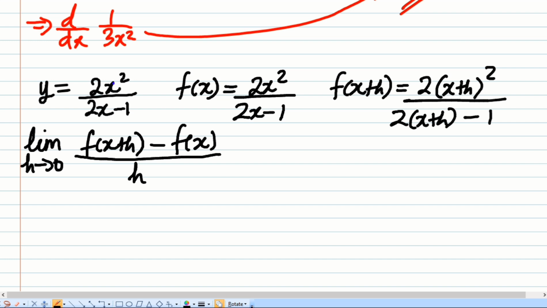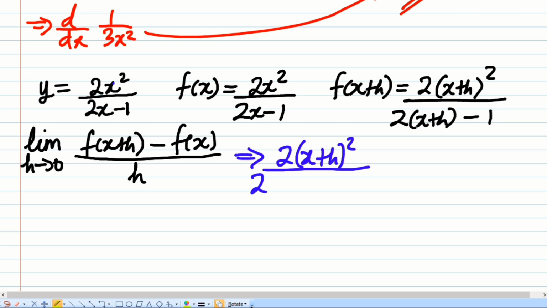Okay, so now let's just substitute the values. I'm going to assume I'm still on the same line. So instead of f of x plus h, I'm going to replace it with what it is, right? So it is clearly 2 into x plus h squared over 2. Now let me expand this guy. All right, let's expand.